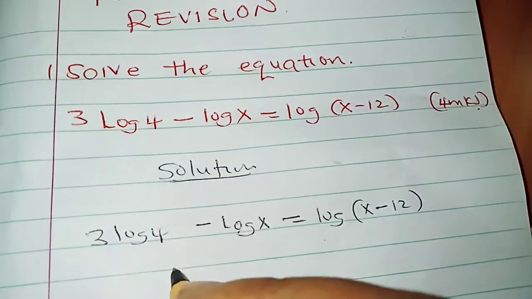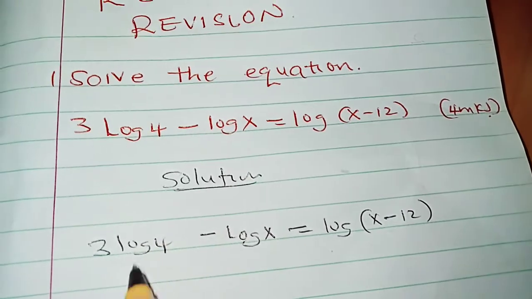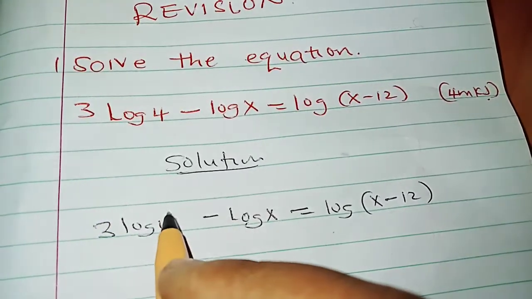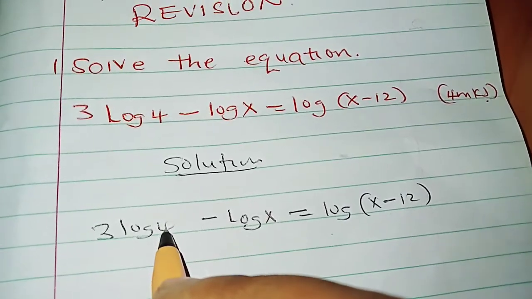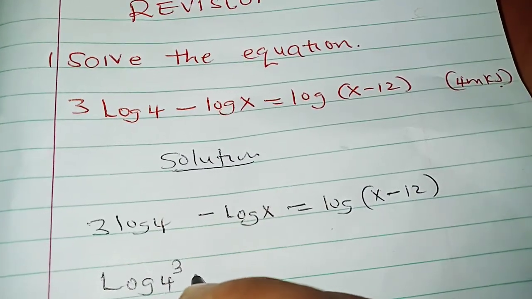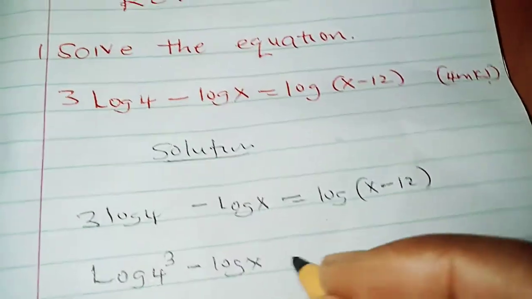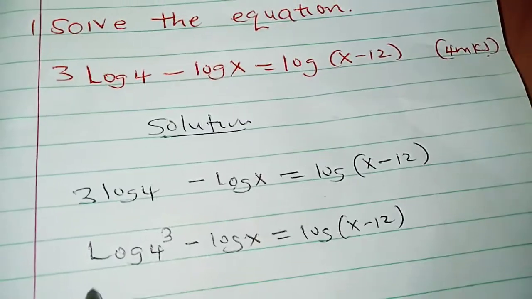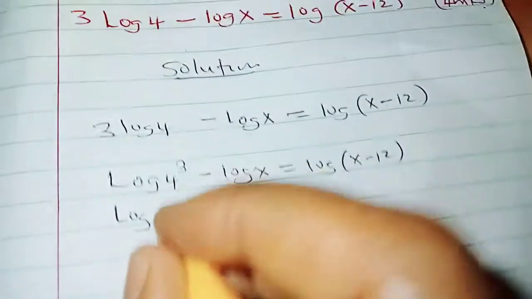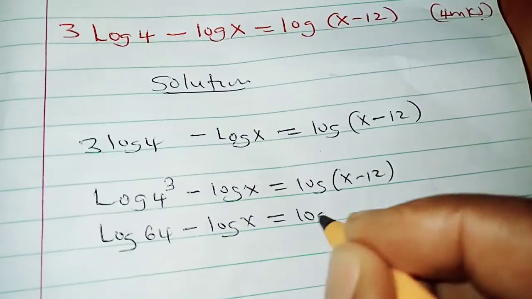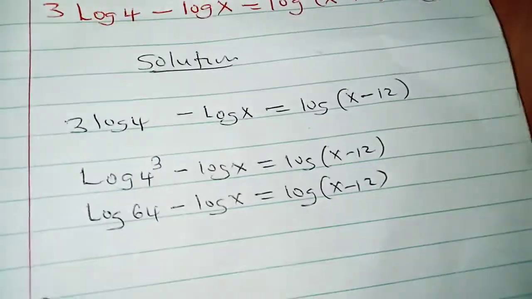Okay, so the third law of logarithms says that if you have a number in front of a log, you can just take it up to be the power of this number, which is 4. So we shall have log of 4 to the power 3 minus log of x equals log of x minus 12. Now this is like log of 64 minus log of x equals log of x minus 12.